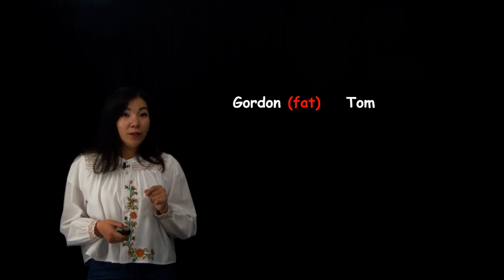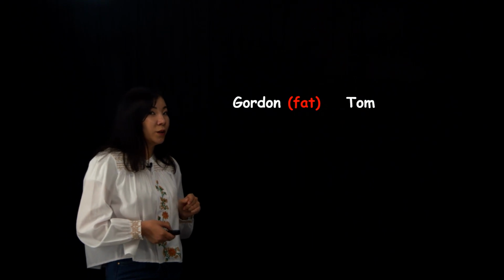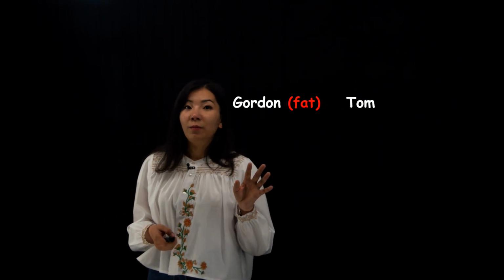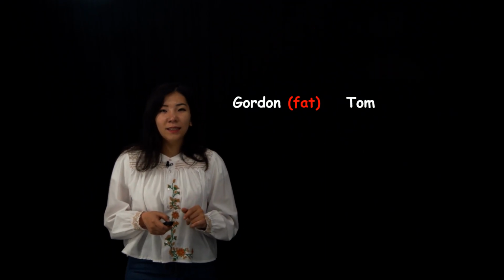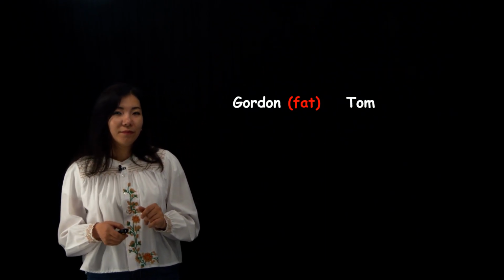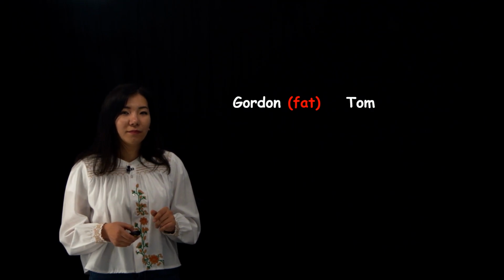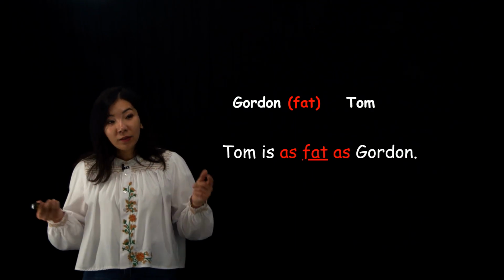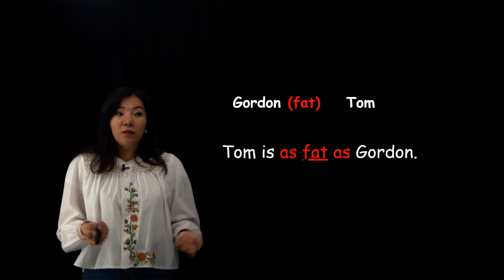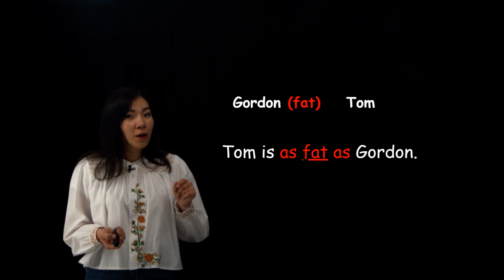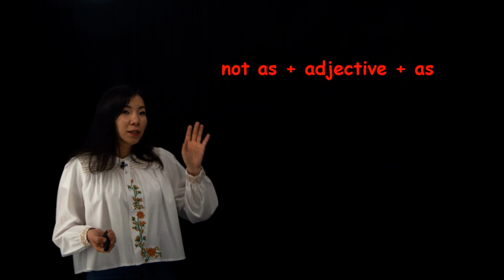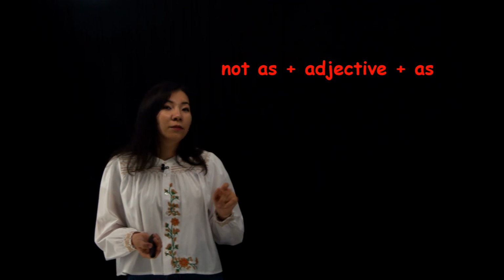Another example: Gordon, fat, Tom. So you've got to say that they are both kind of overweight. Of course, it's going to be Tom is as fat as Gordon. And in negative form, it's going to be not as adjective as.